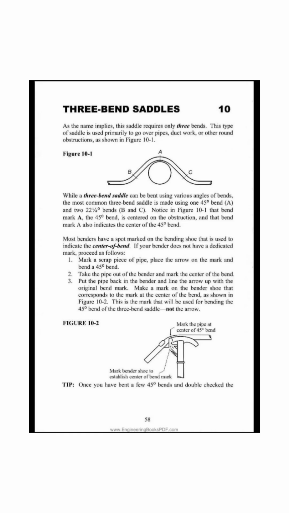1. Mark a scrap piece of pipe, place the arrow on the mark and bend a 45 degrees bend. 2. Take the pipe out of the bender and mark the center of the bend. 3. Put the pipe back in the bender and line the arrow up with the original bend mark. Make a mark on the bender shoe that corresponds to the mark at the center of the bend, as shown in figure 10-2. This is the mark that will be used for bending the 45 degrees bend of the 3-bend saddle, not the arrow.